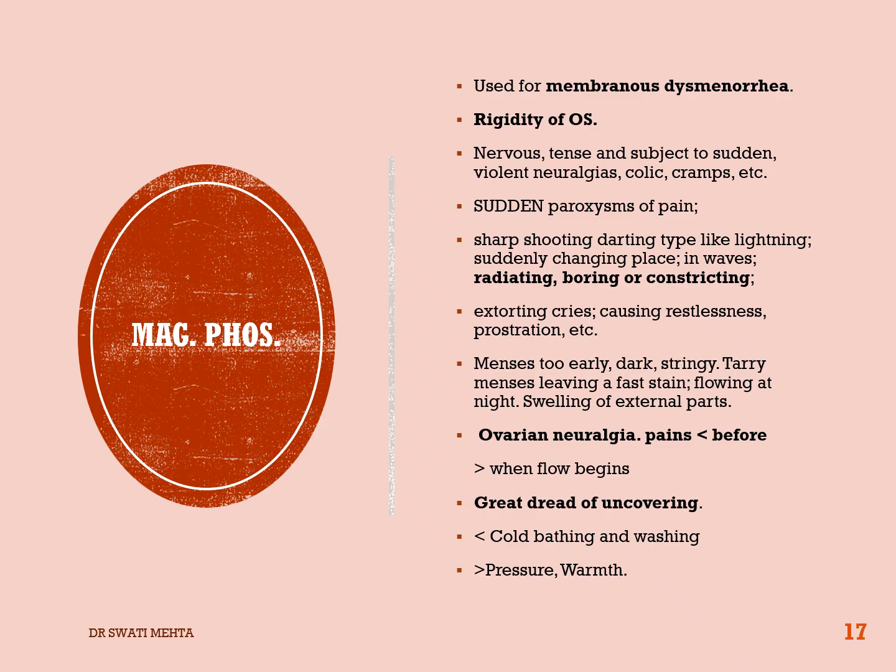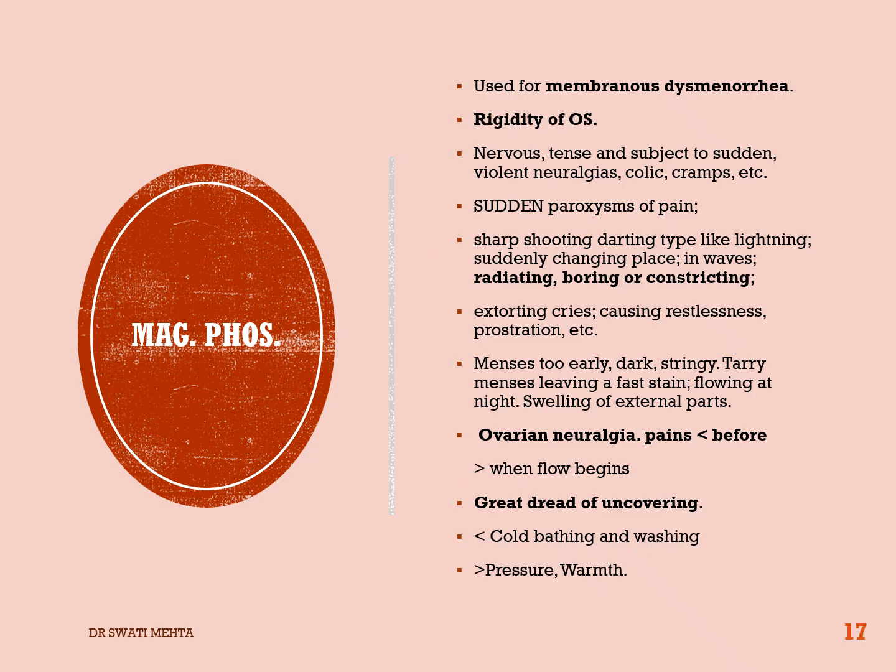Magnesium phos is considered one of the best remedies for spasmodic and membranous dysmenorrhea. The pains are sudden, shooting, lightning-like, and come in waves. The patient is extremely sensitive to cold and obtains remarkable relief from heat and firm pressure. So heat is important. Patient is better by heat. The causative factor we can consider here is the rigidity of os.